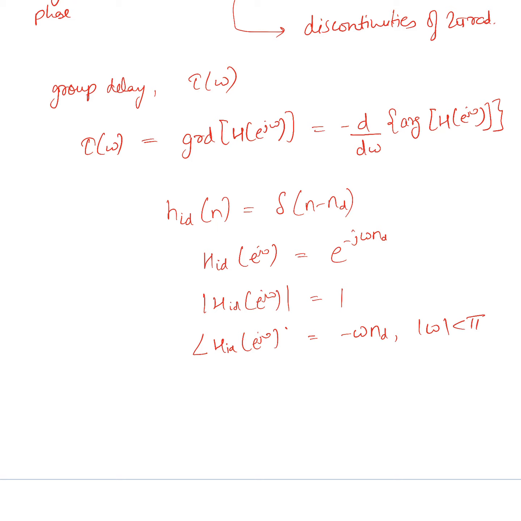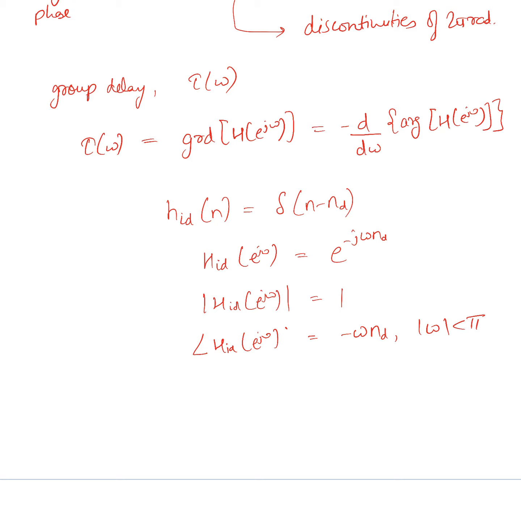So the time delay is associated with phase that is linear with frequency. GRD represents a convenient measure of the linearity of the phase, because here the phase is linear. If you take the derivative of this small argument, you would see it would be a constant nd. So the group delay is in fact equal to the number of samples which is being delayed in the impulse function.